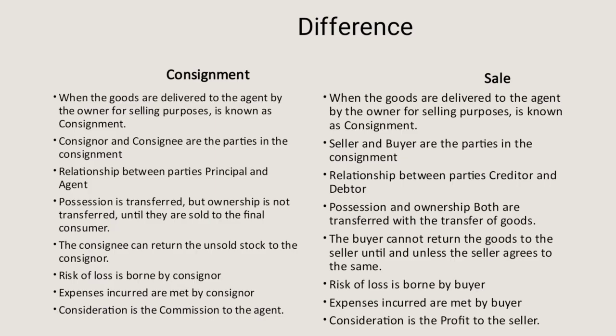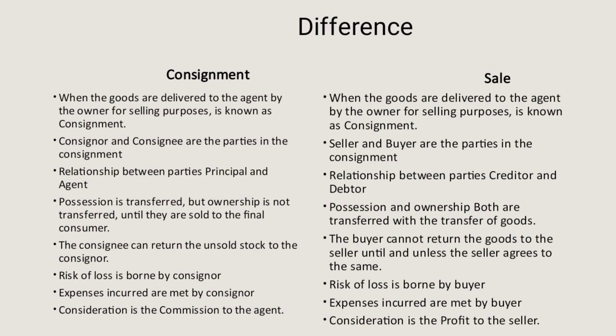Then there are two parties involved in consignment, one is the consignor and another is the consignee. But in sales the parties are named as seller and the buyer. Now in consignment the relationship between the parties is of principal and agent, and in sale it is of debtor and creditor.